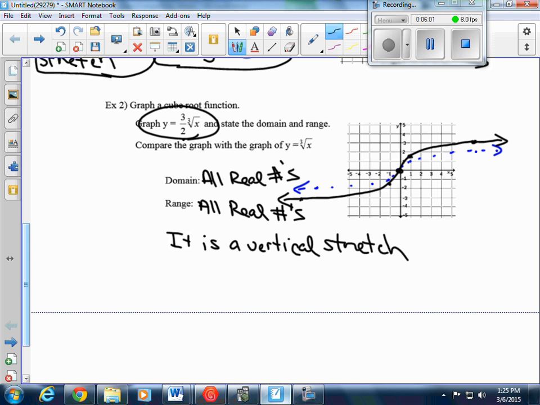Okay, and remember before we talked about reflections, we talked about vertical stretches, we talked about vertical shrinks. So we talked about a variety of those different types of things.